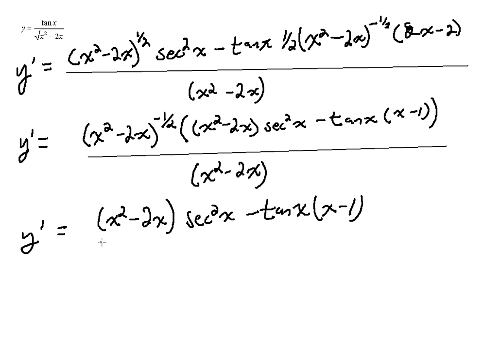Over, when I move this to the denominator, I have like bases, so I add the exponents, and I have (x squared minus 2x) to the 3/2. I could do a little bit with this secant and this tangent, but I think I'm just going to leave it as is. That's about as simplified as it's going to get, so it's over.